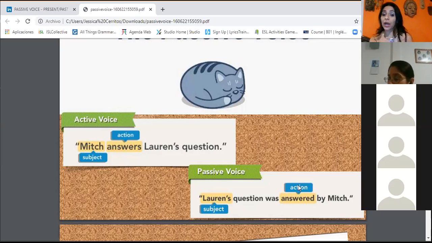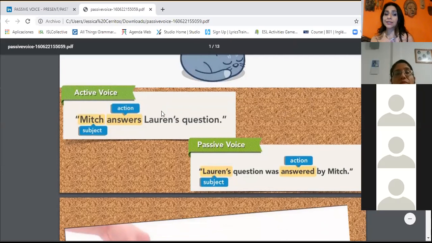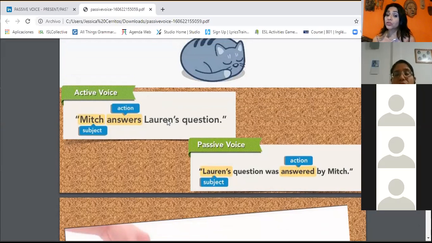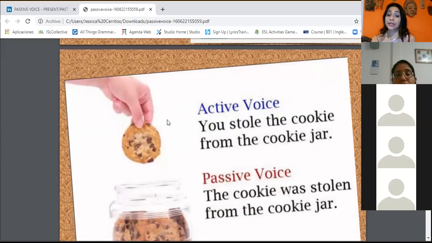Lauren's question. Now, here we can have it, and this is what they did here. They switched this sentence to passive voice, but they also switched it to simple past. Lauren's question was answered by Mitch, okay? So this is what we were studying previously. Now, here we have examples.